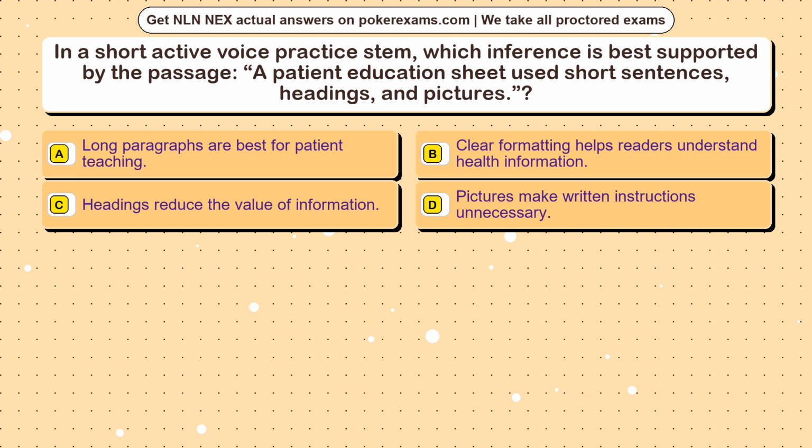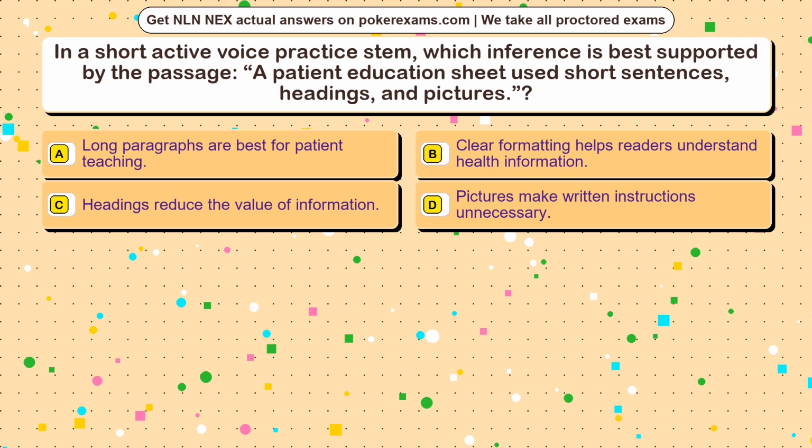A patient education sheet used short sentences, headings, and pictures. Option A, long paragraphs are best for patient teaching. Option B, clear formatting helps readers understand health information. Option C, headings reduce the value of information. Option D, pictures make written instructions unnecessary.